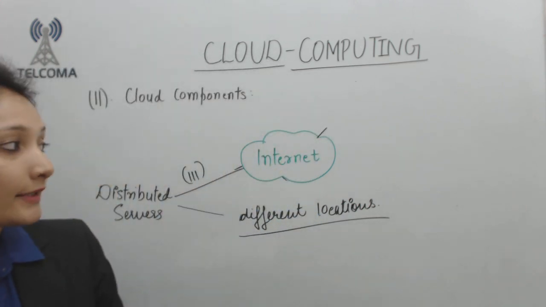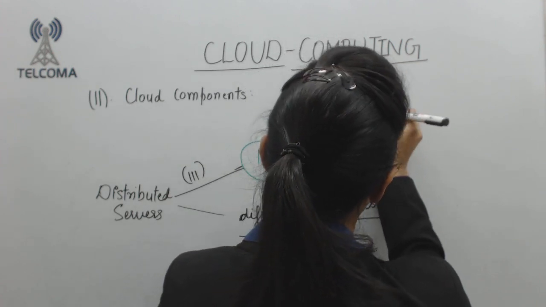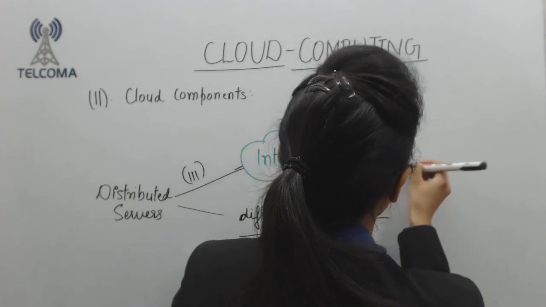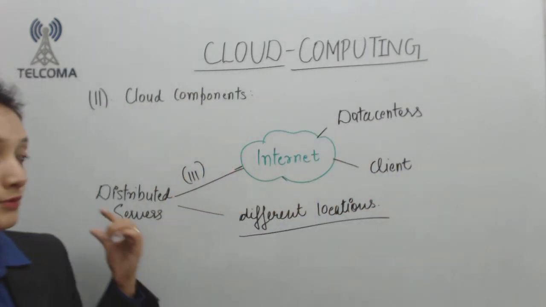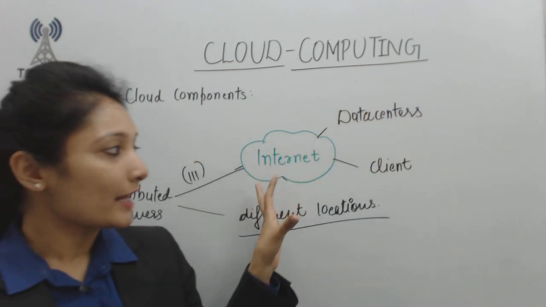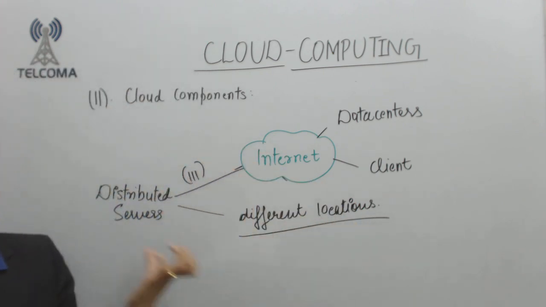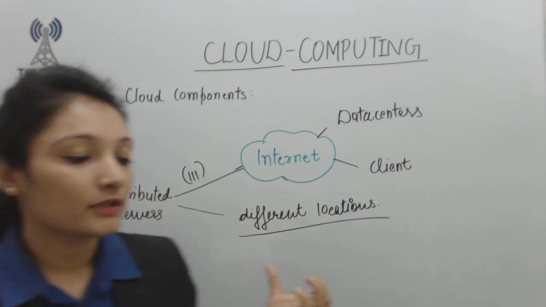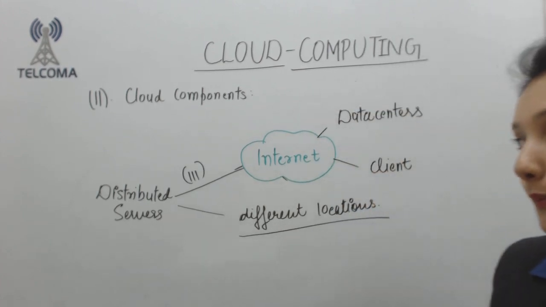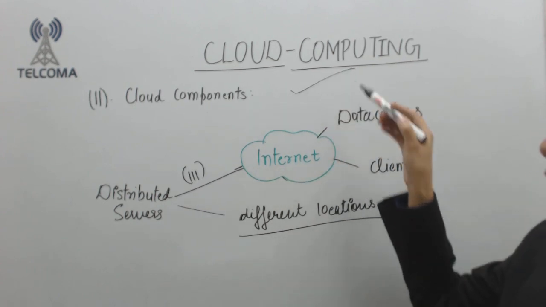So these three components, the distributed servers, the data centers, which is a collection of servers, and then your client, are the components which enable this cloud computing technology. That means the user has to connect to the internet, and then he can access the various cloud-based applications. So here we just started about the various cloud computing characteristics and cloud computing components. That means the various components which are used to deploy the cloud computing platform.